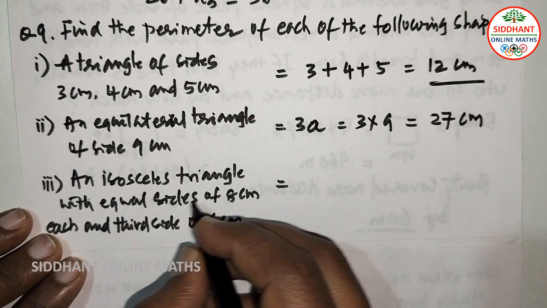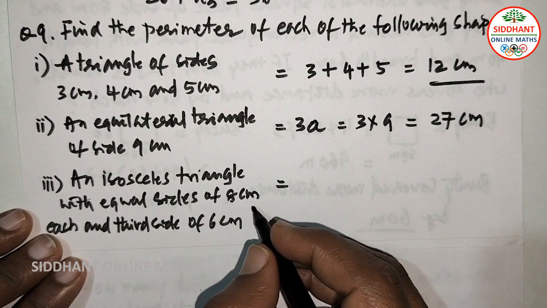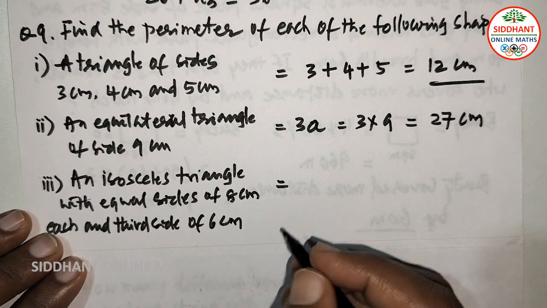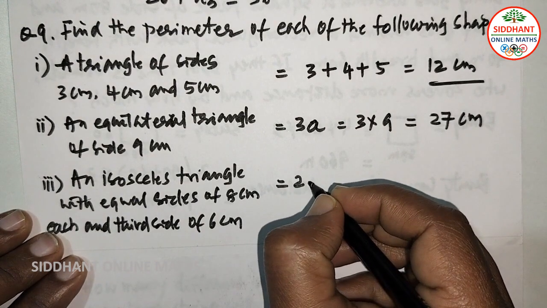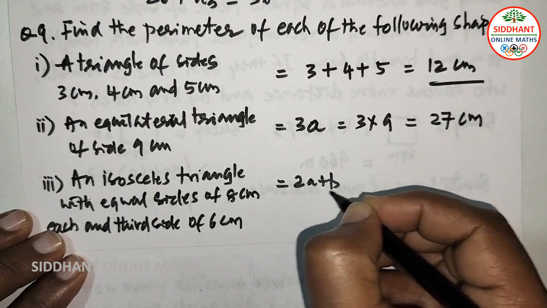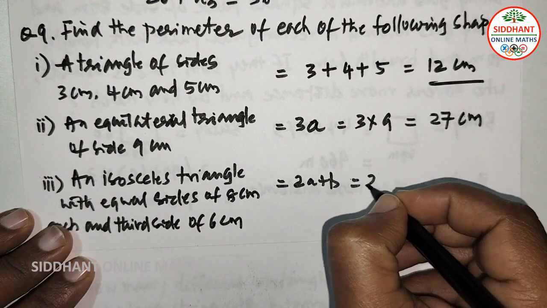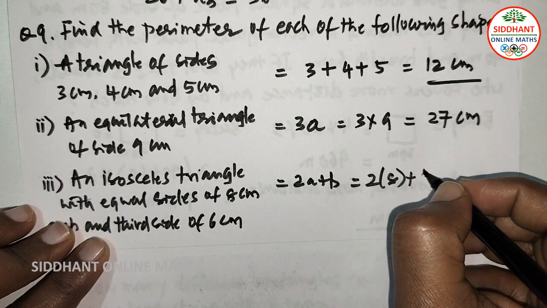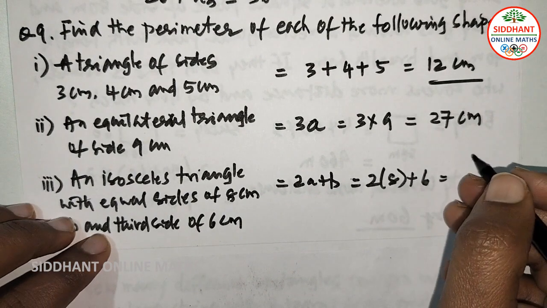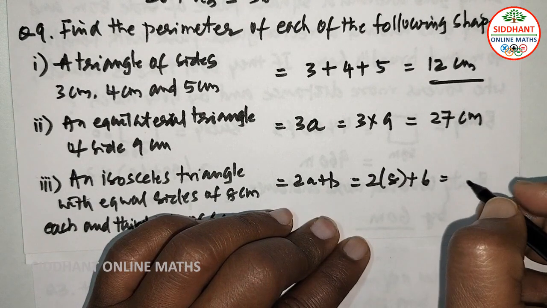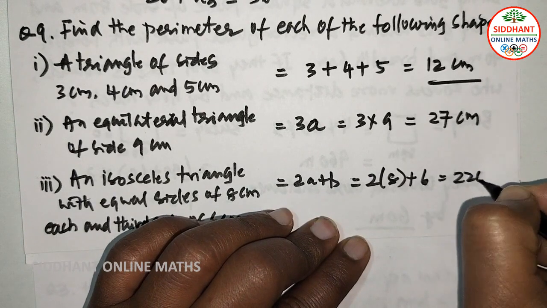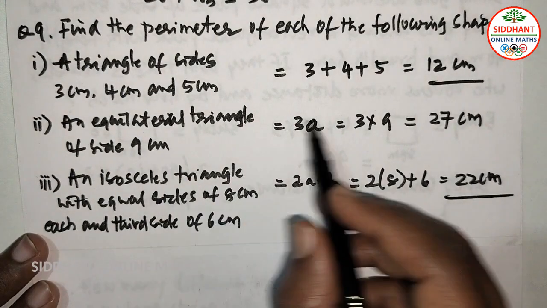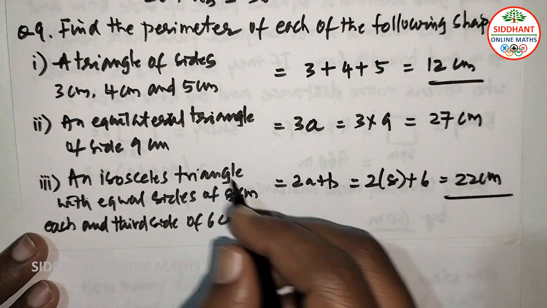Third one, an isosceles triangle with equal sides of 8 centimeters each, and third side will be 6 centimeters. That means 2a plus b. So 2 into one side, 8 centimeters, plus the third side, 6 centimeters. That means 16 plus 6, that is 22 centimeters. So these are the perimeters of the different shapes.